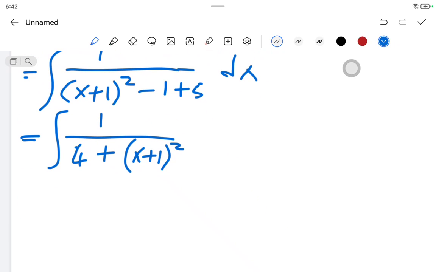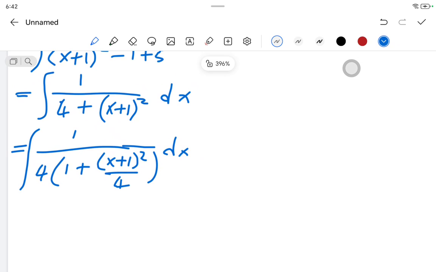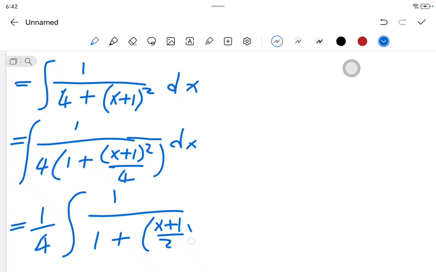Now, what can we do here? Remember, we want this to be 1. So we're going to factor out 4 in both sides. One plus x plus 1 squared all over 4 dx. Now from here, we take out the 4, 1 over 4 outside. 1 plus, now we want everything to be squared here. So it's just going to be x plus 1 over 2, squared. So it'll take us back, right?